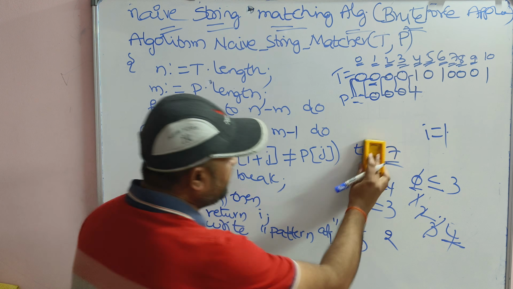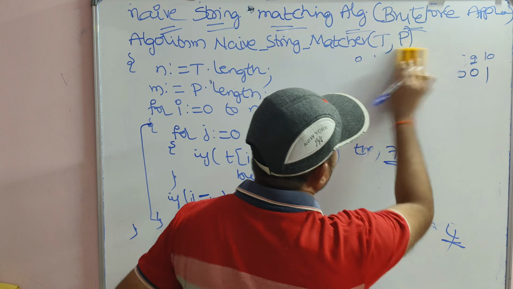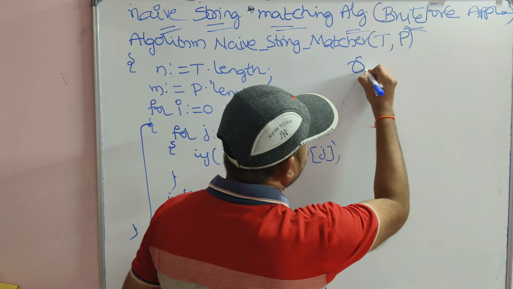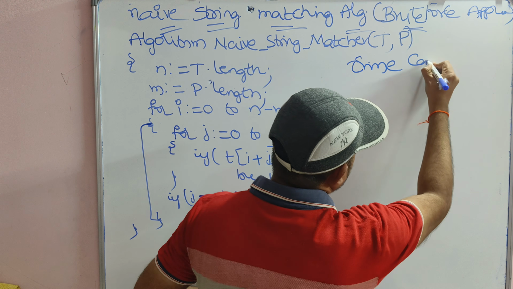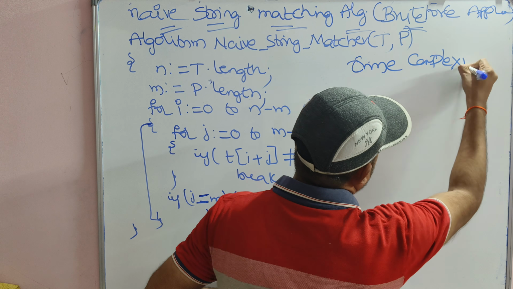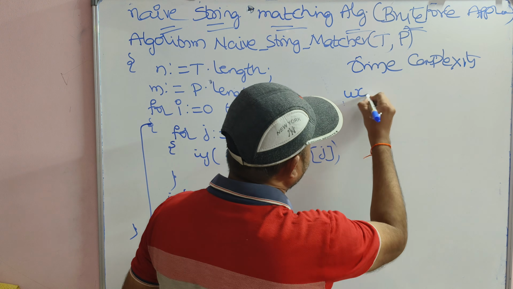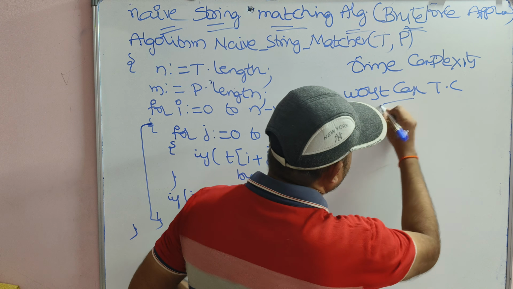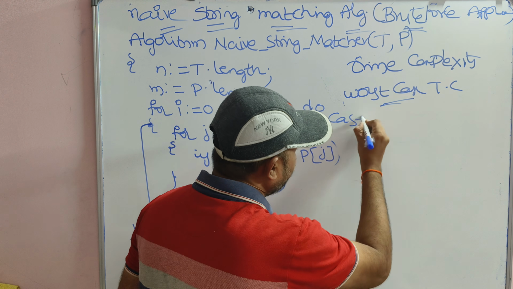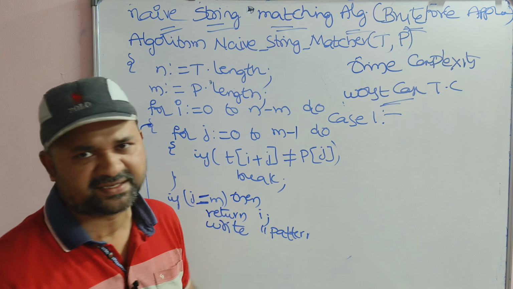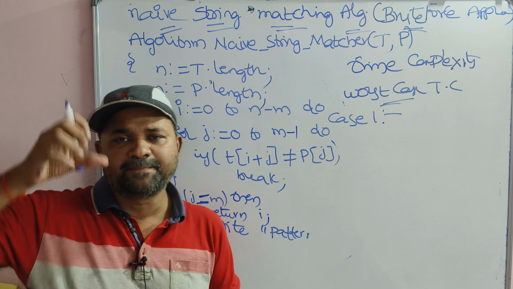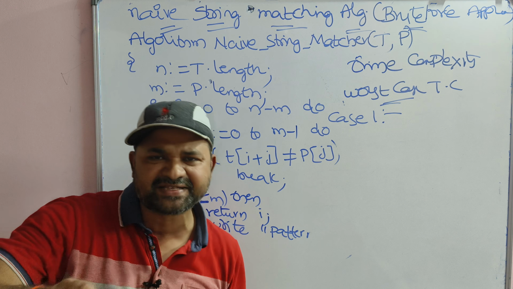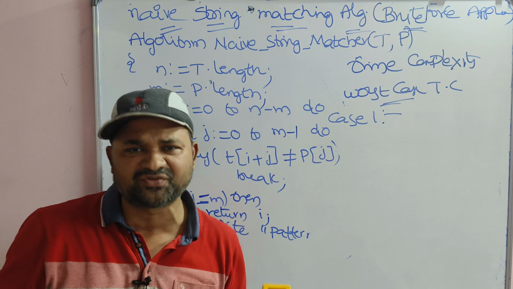Okay. So now let us analyze the algorithm by calculating time complexity. First let us calculate the worst case time complexity of this algorithm. Here in this algorithm, the worst case will occur in two cases. The first case is when all the characters of the pattern match with all the characters of the text.